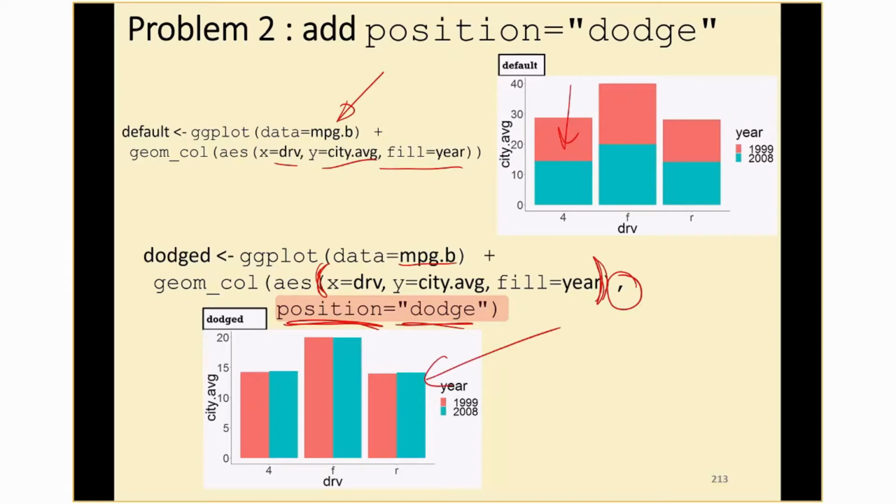If you want to remember this, it's quite simple. If you think about the game dodgeball, how is that played? Someone throws a ball at you and you jump to the side. So what dodge is essentially doing is it's jumping these columns side by side.